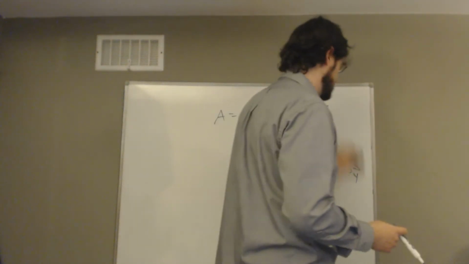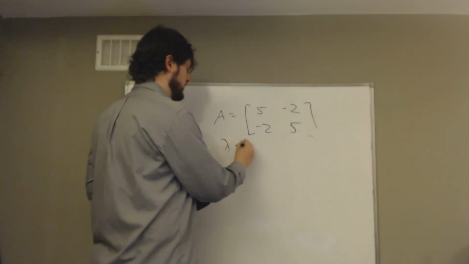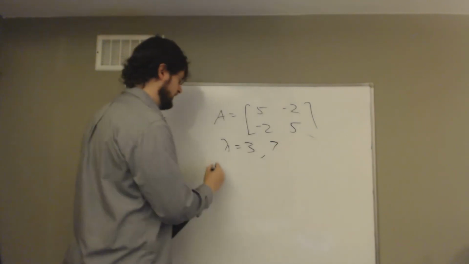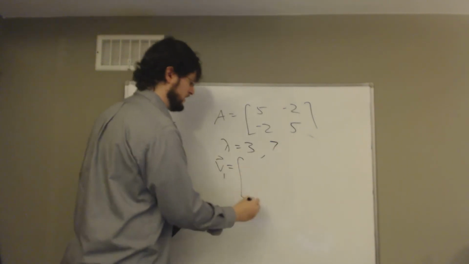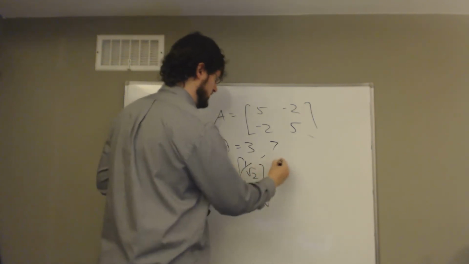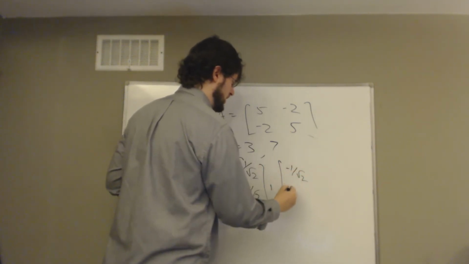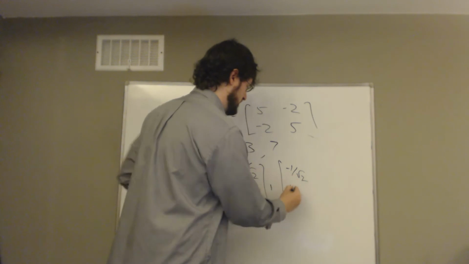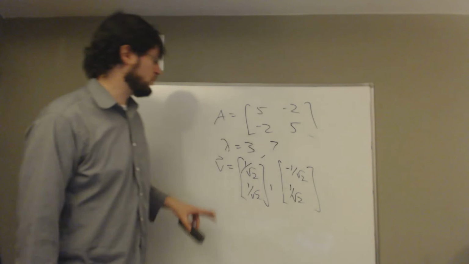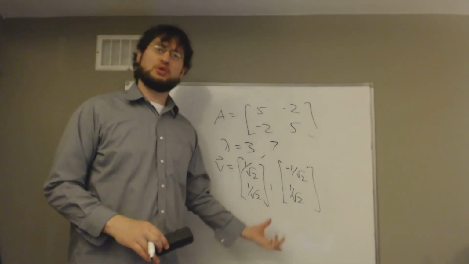And I'm just going to tell you the information that comes from this matrix. The eigenvalues are 3 and 7, and we get eigenvectors corresponding to 3 and 7: (1 over root 2, 1 over root 2) and then (minus 1 over root 2, positive 1 over root 2). This is just how it works out if we find the eigenvalues, find the eigenvectors, and normalize them.